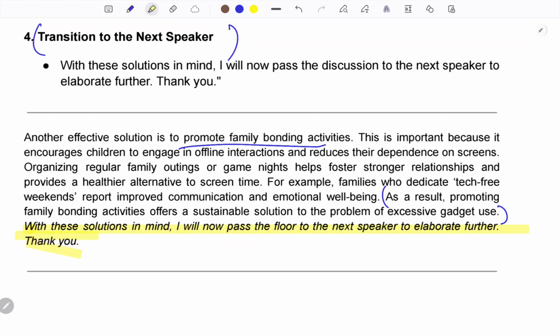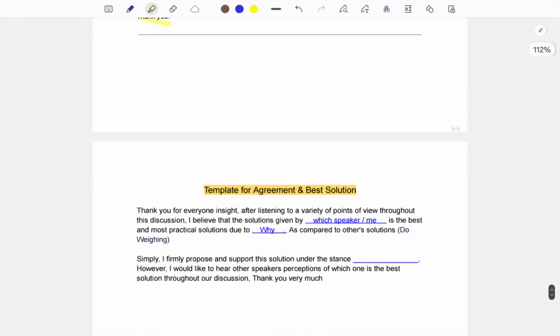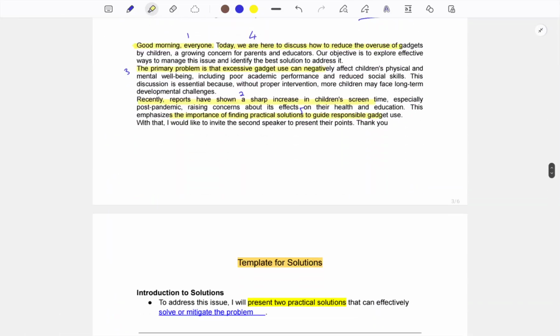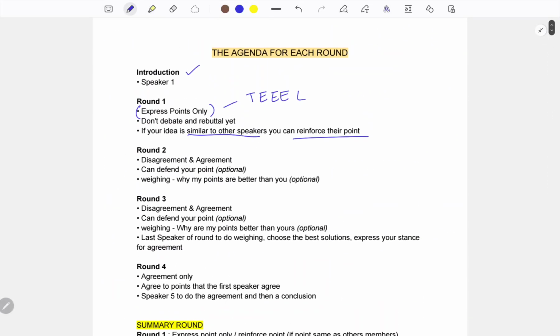With this solution in mind, I will now pass the floor, like in a debate, okay? I will now pass the discussion to the next speaker. Don't say next speaker, just say, I will now pass the discussion to Anis, to Fakihah, to Aisha, to the members of your team, okay? So now there's the TEEL, okay? So now I have done talking about round 1.